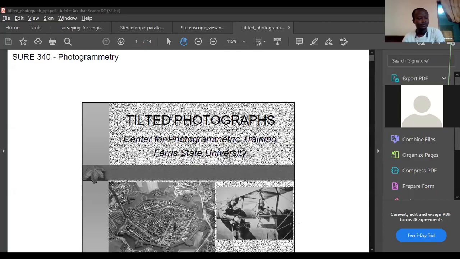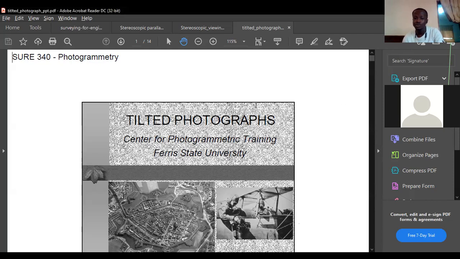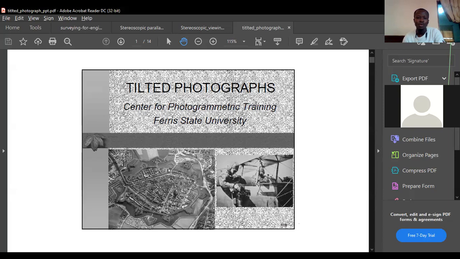Tilted photographs. What are tilted photographs? With tilted photographs, you don't intentionally tilt them, and the tilt angle should be between 0 and 3 degrees. Is that okay? Simple definition of tilted photographs. So you don't go intentionally tilting the photograph and then say, now I have a tilted photograph. It has to be unintentionally tilted, right?